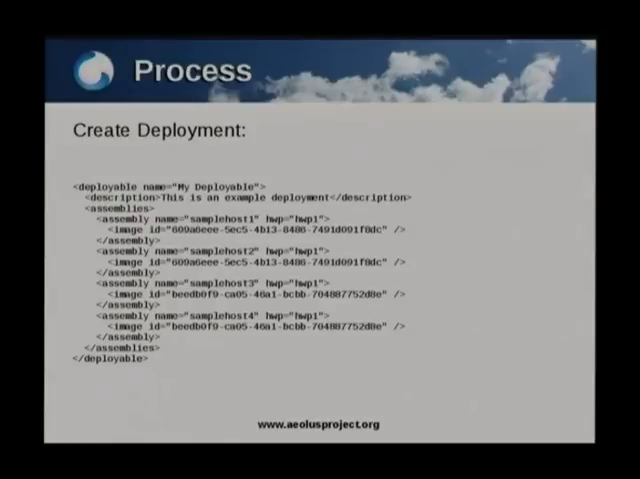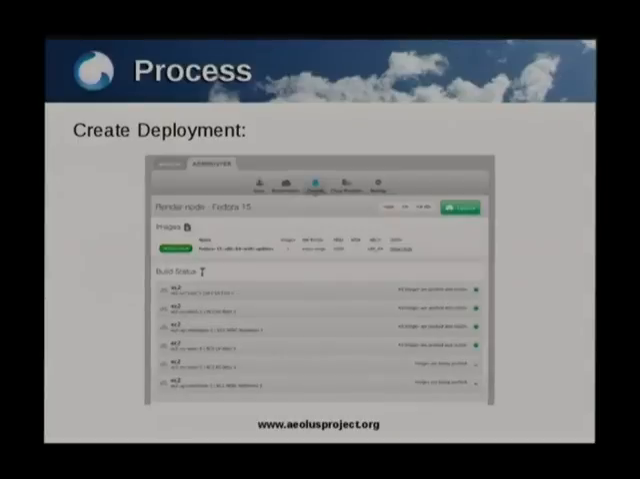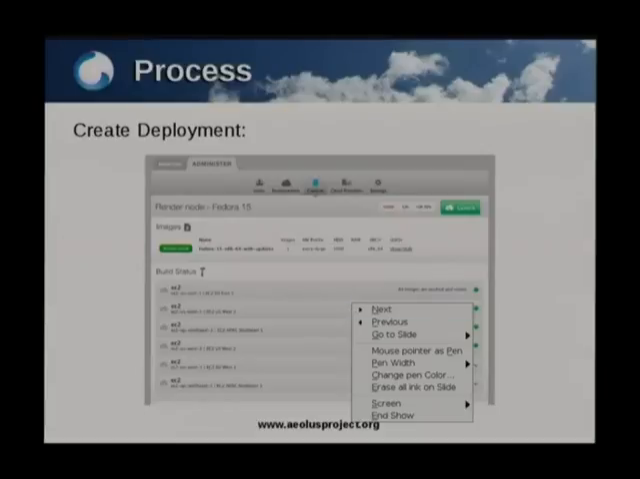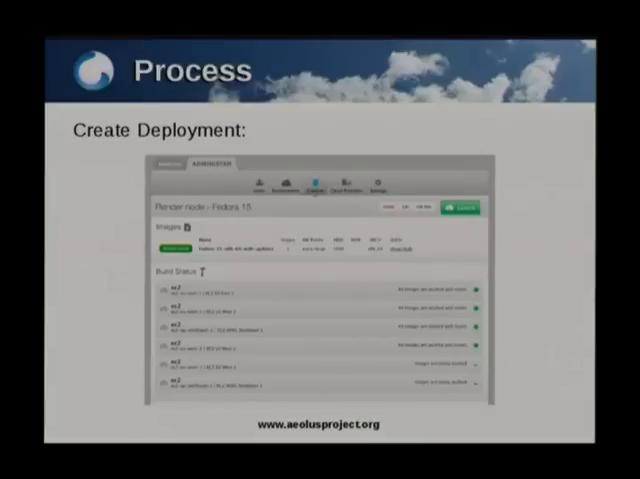This is an example deployment file which contains 4 instances based upon 2 images. As you can see here, the first 2 are based on the first image, and the last 2 are based on the second image. And this provides some information about the actual deployments.